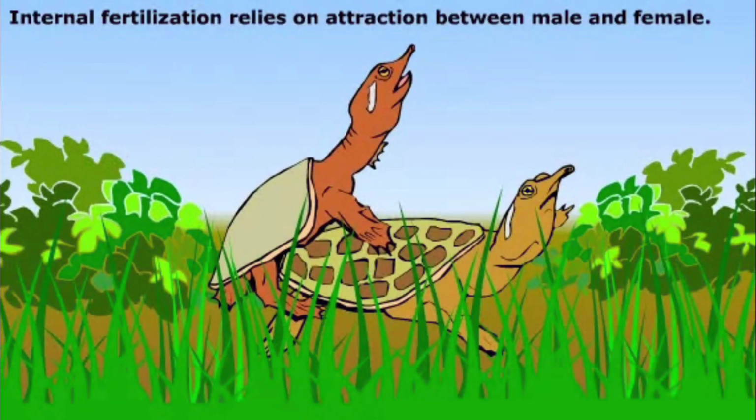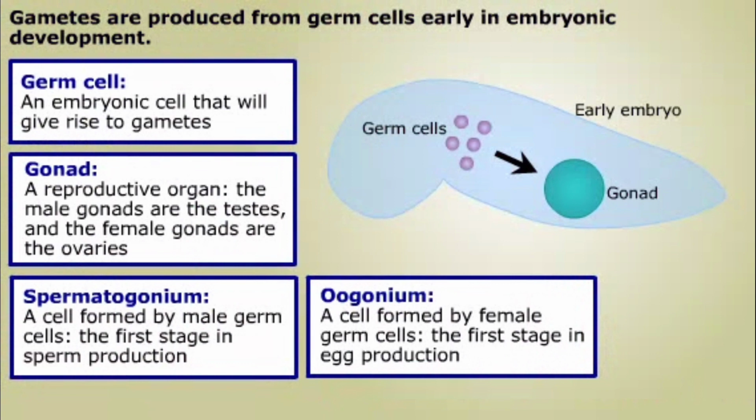Internal fertilization involves the male placing his sperm in or near the female's reproductive tract during mating. Mating behaviors have evolved that allow males and females to be attracted to each other in order to mate. The gametes actually appear very early in the development of an animal. They are produced from a group of cells that are separated early on from the rest of the cells of the growing embryo. These cells that will give rise to gametes are called germ cells.